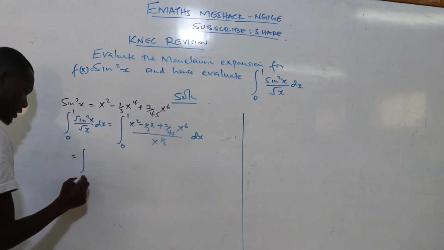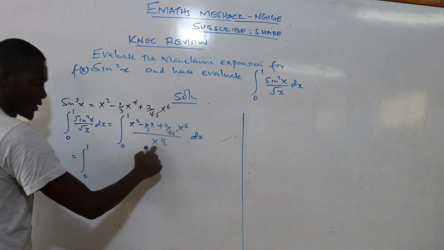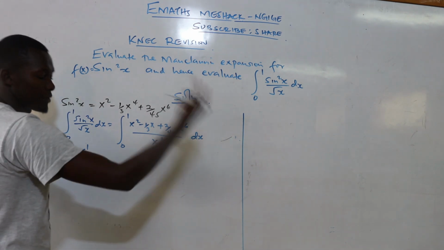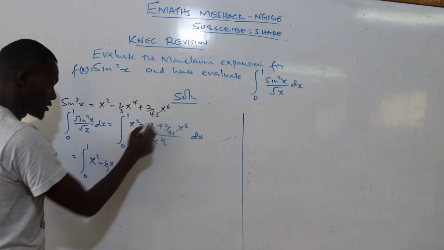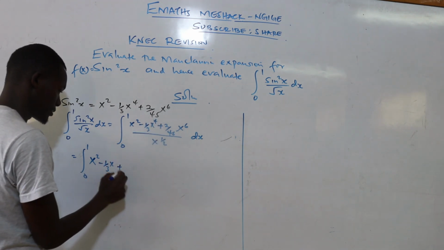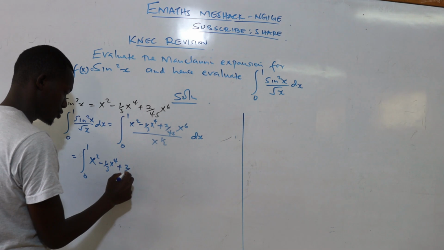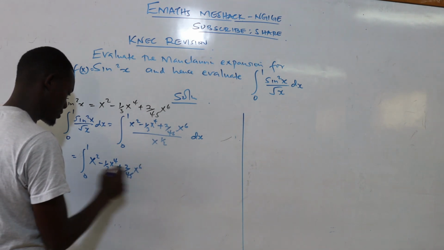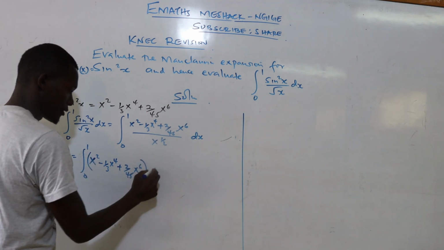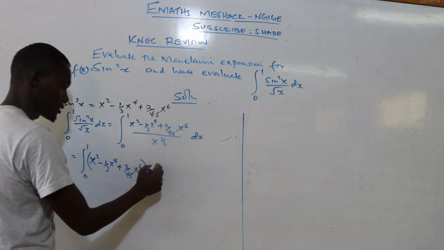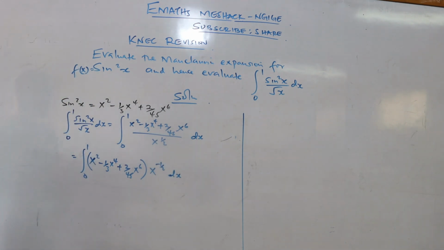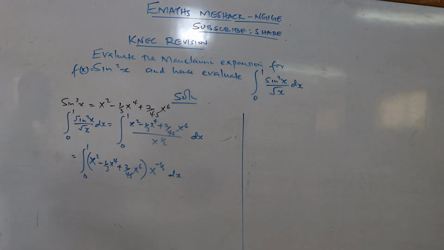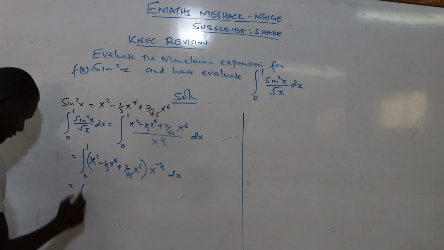Now again, simplifying this further, we can take our x to the power half from the denominator to the numerator. So we have x squared minus a third x to the power 4, plus 2 over 45 x to the power 6, so we can bracket that. Then our x, since it is a positive power, goes up and becomes a negative power, then you have dx. So now, from the laws of indices, we shall multiply this term with every term inside here. So therefore we shall have from 0 to 1.